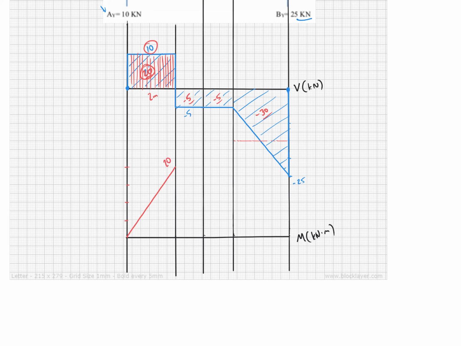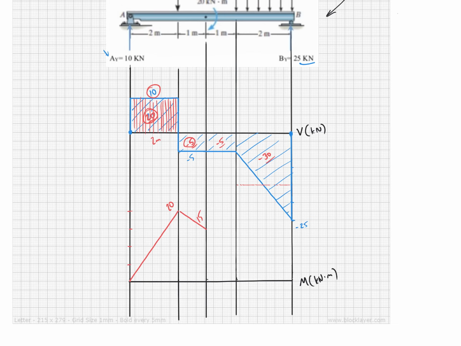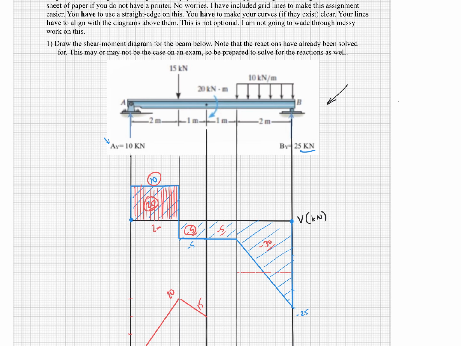Now I'm going to go down 5, because that's the area of that box. I'm going to go down 5 because that's going to put me about here. Again, this is why you need a straight edge for this. So that's going to put me at 15. Okay, and this is kind of the unusual spot right here, and we're hitting this particular moment.